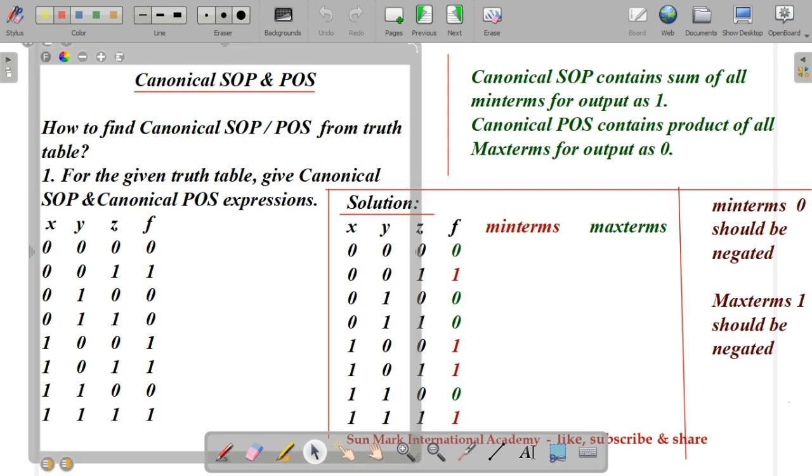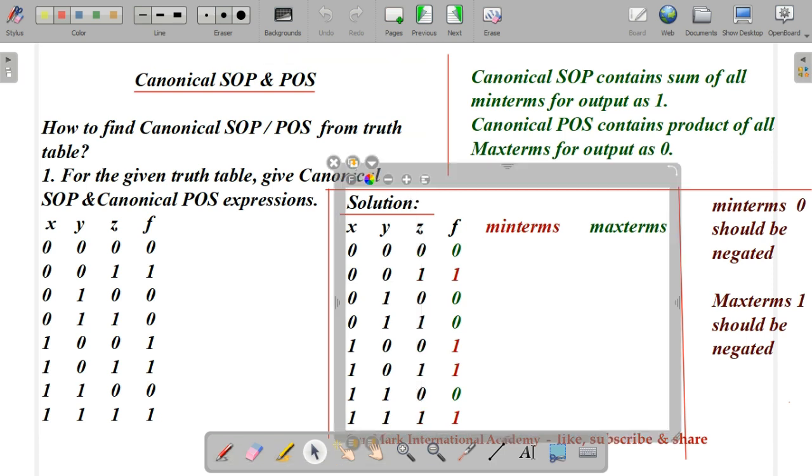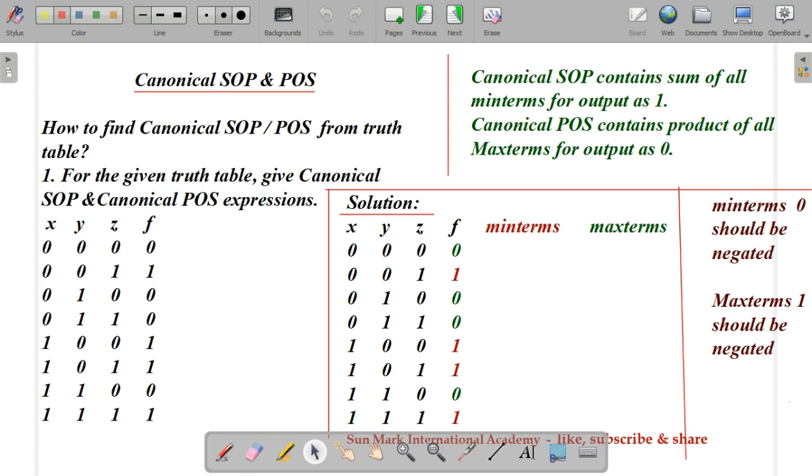So this is the truth table they have given us in the question. X, Y, Z are the three inputs and F is the final output. So the solution: from this truth table, we need to find SOP and POS. If we need to write the SOP or POS, we need to find the minterms and maxterms.